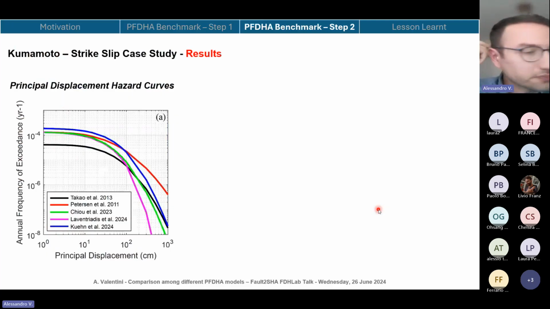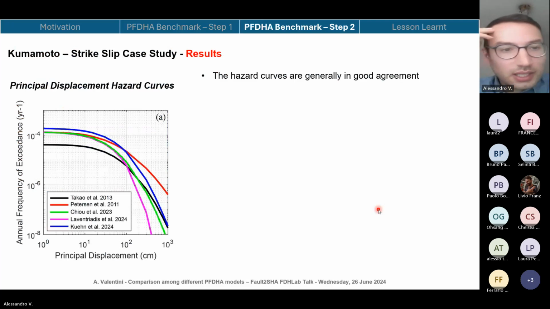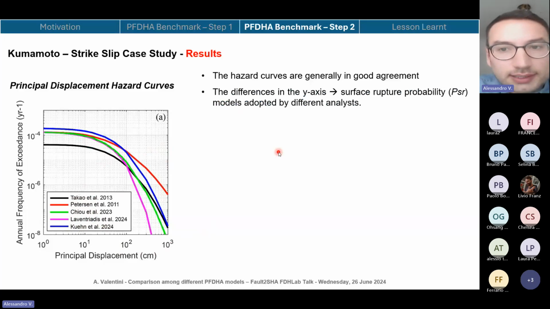So let's start to see the comparison of the PFDHA models. Let's start with Kumamoto, and with the principal displacement hazard curve. Here we have annual frequency of exceedance on the y-axis and the principal displacement on the x-axis. What can we say about the comparison? Before saying something, the comparison is among the Takao, Petersen, Chu, Lavrentiadis, and Hu et al. models. Basically, we can say that the hazard curves are generally in good agreement. The differences on the y-axis are mainly given by the surface rupture probability models adopted by different analysts.